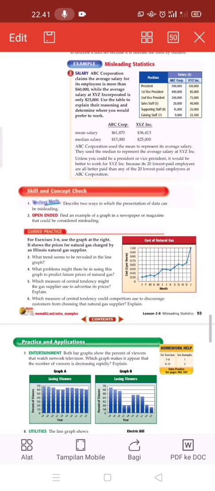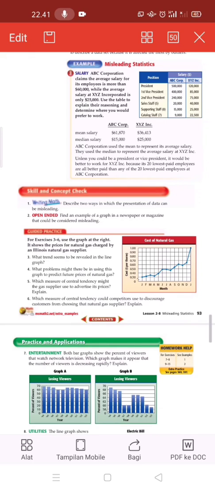Plus, you could be a president or vice president. It will be better to work for XYZ Inc. because its 20 lowest paid employees are all better paid than any four of the 20 lowest paid employees at ABC Company.